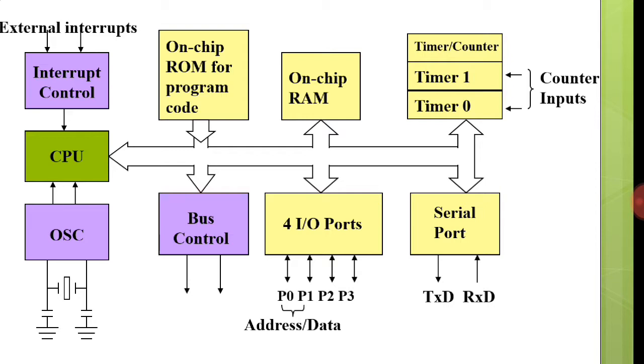By the same pins, we are going to transfer multiplexed address and data. That is nothing but by the same pins we are going to transfer address and data, just in order to save the pins.